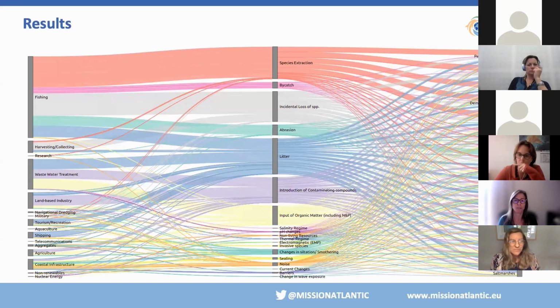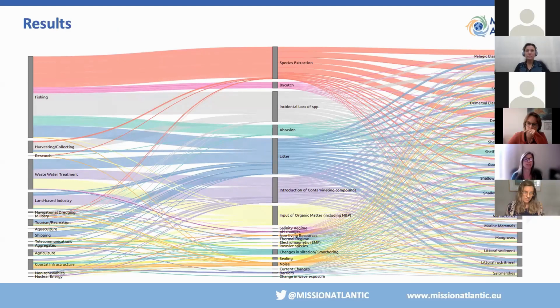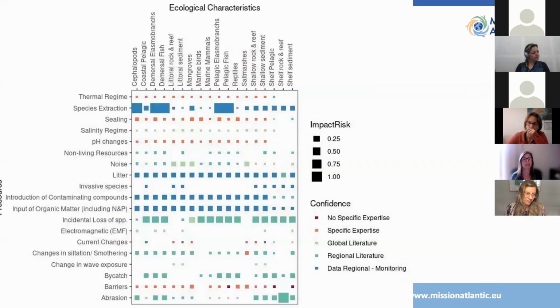Here are the results of the linkage that we have among sectors, pressures, and ecological characteristics. You can see that fishing has a big role on the pressures in our ecosystems. Here we have the confidence and the impact risk for the different pressures over the ecological characteristics, and we have these squares. The bigger the square, the more important the risk, and if the square is blue, it's the better confidence that we have. So we can see that the bigger squares do have a lot of confidence in our literature review. So we are kind of confident in our findings.